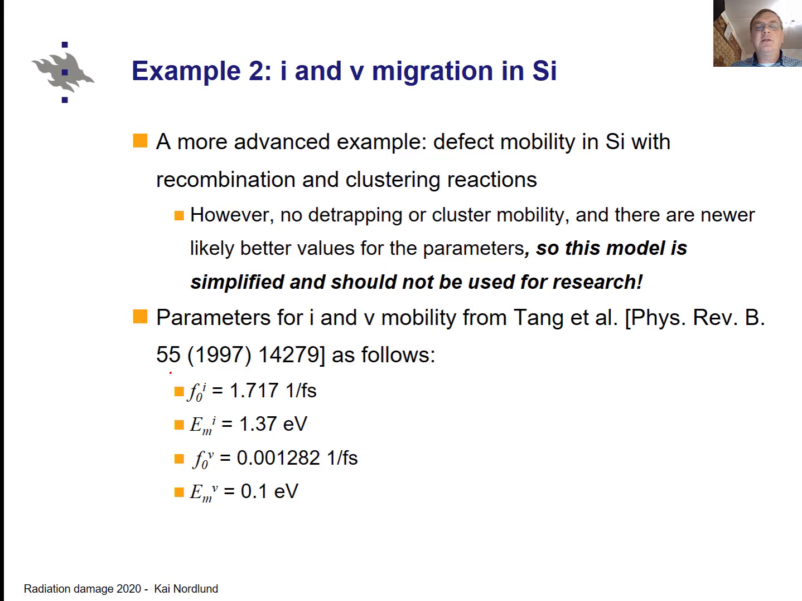And here are the parameters which were used. These are the interstitial and vacancy mobility in silicon, and this is the Arrhenius factor. So these can be used at any temperature. Note here that the vacancy is more mobile than the interstitial, which in silicon actually indeed seems to be the case, at least at high temperature.